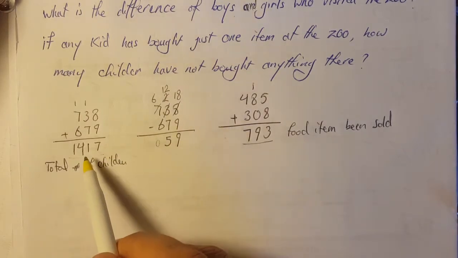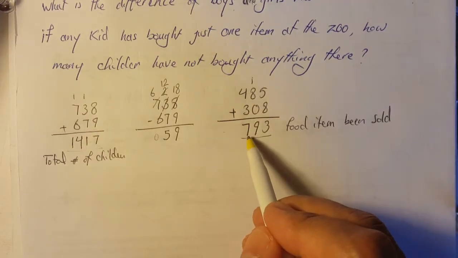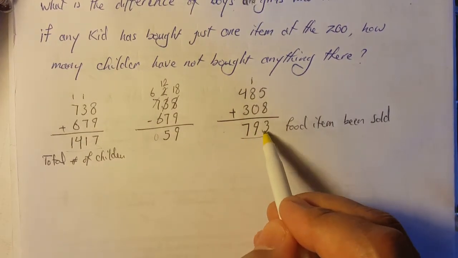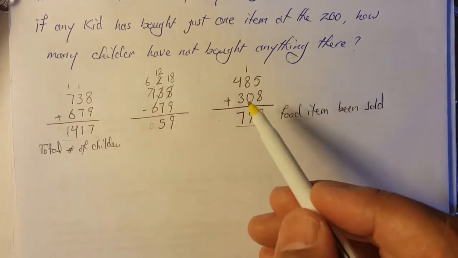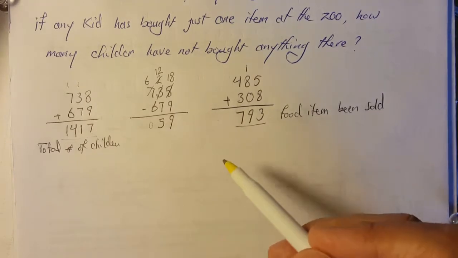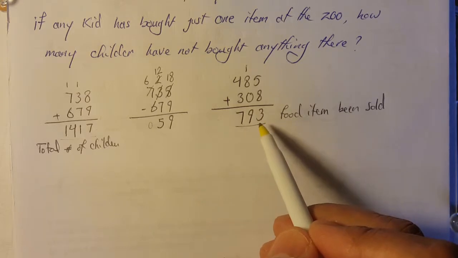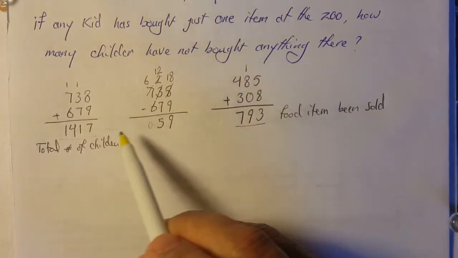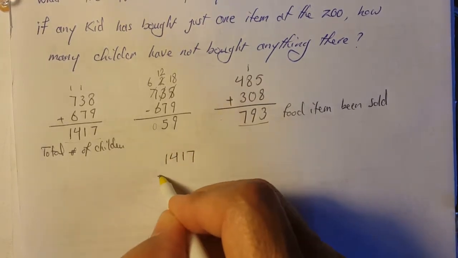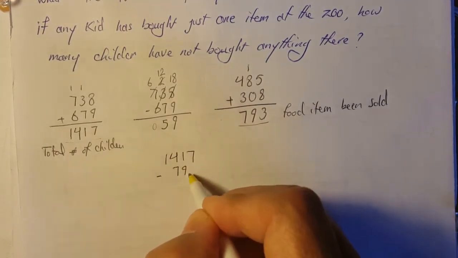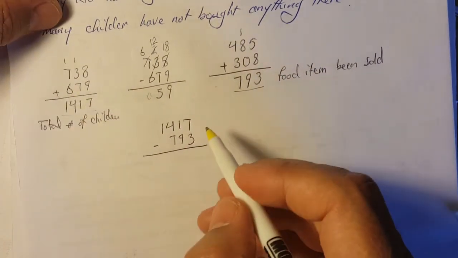If we subtract 793, the food items which have been sold, from 1417, we can find the number of children who haven't bought anything. So 793 kids have bought something. By doing the subtraction, 1417 minus 793, we can find the number of children who haven't bought anything.